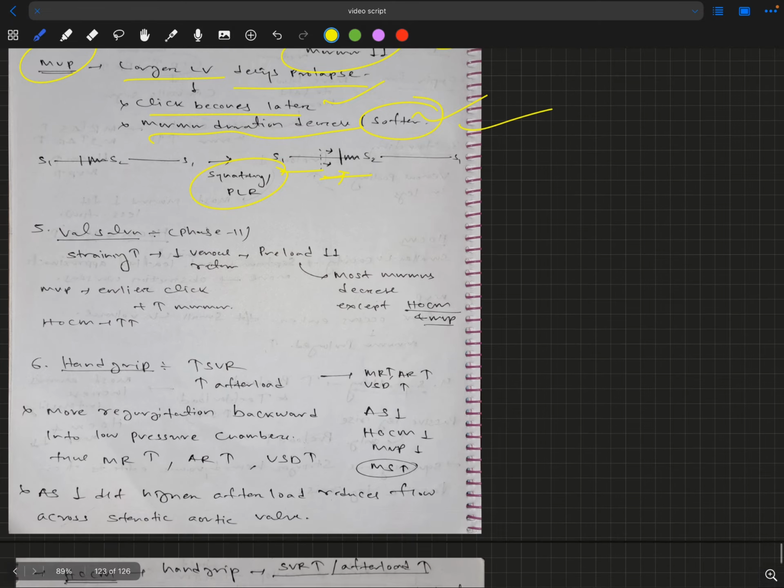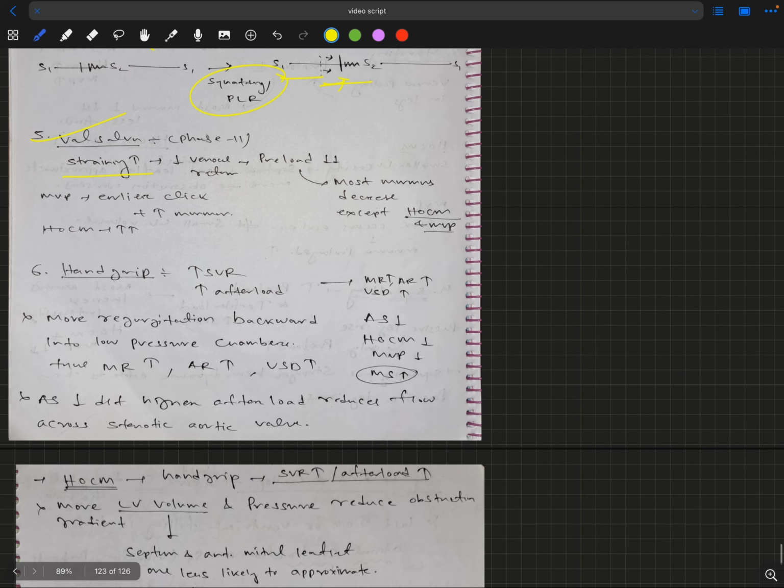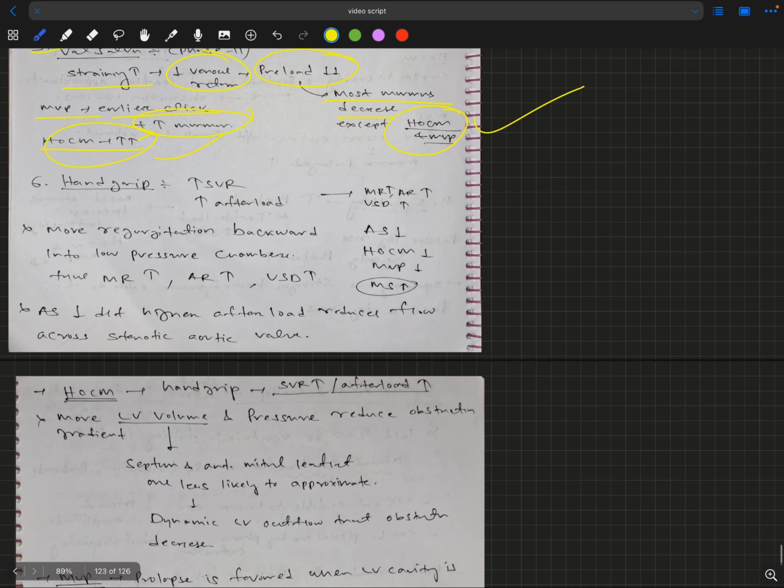So on Valsalva phase 2, there is increased straining, decreased venous return, and decreased preload. Decreased preload means most murmurs will decrease in intensity except HOCM and MVP. In MVP, the click comes earlier and the duration of the murmur increases. In HOCM, the intensity of the murmur increases due to less blood inside the left ventricle. So on handgrip, there is an increase in systemic vascular resistance, an increase in afterload.